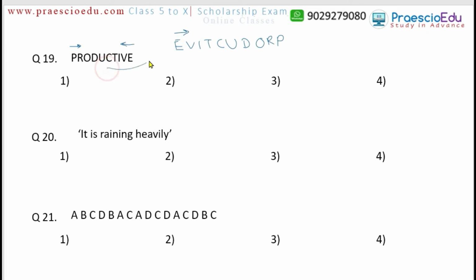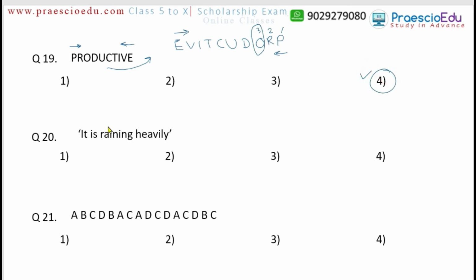Now in this one, the other condition: we have to find the letter which occurs at the third place from the right end. From the right end, third place. This is the first, then second, and this third. So the letter is O, and O is given in option number 4.